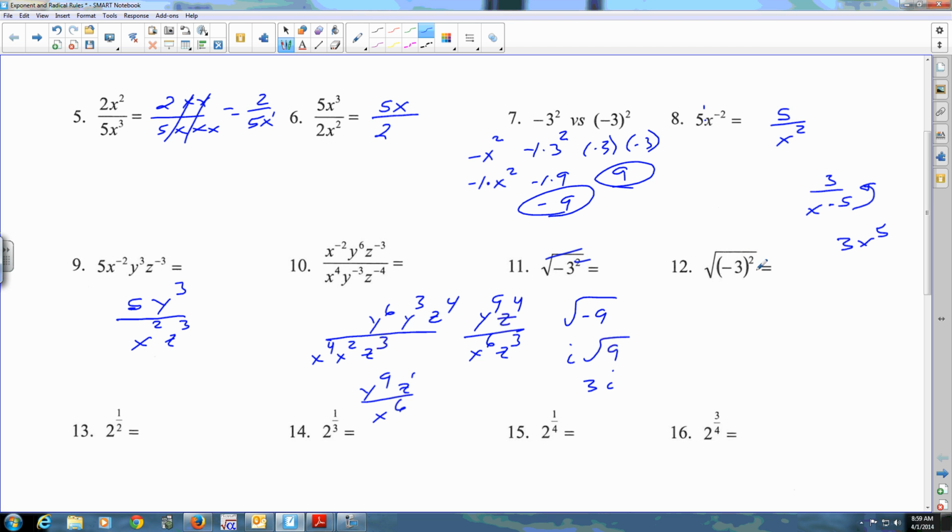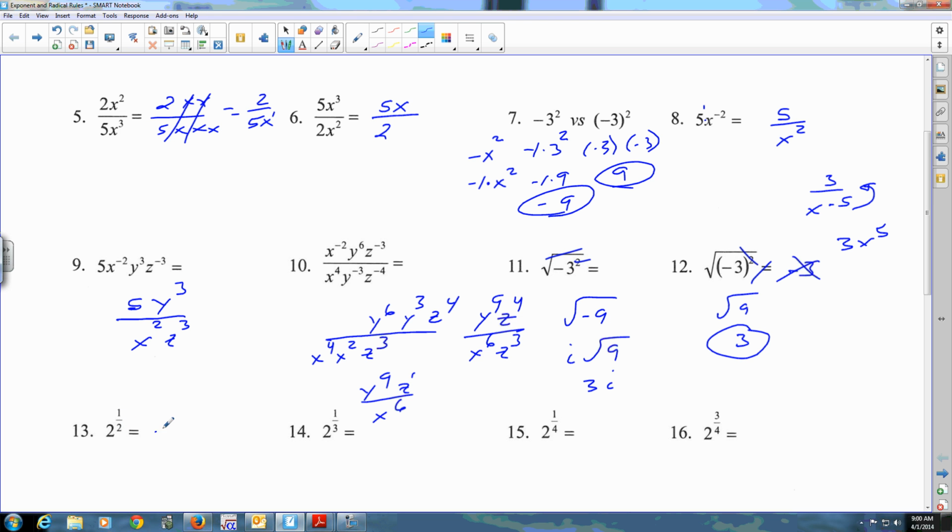Same thing here. I can't cancel this if what's going to be in there is negative, because when you do this out the long way, you get 3. Whereas if you do a shortcut, you get negative 3, which is not right. You have to guarantee what comes out of an even root is positive. So this is not correct. 3 is correct for this. All right?